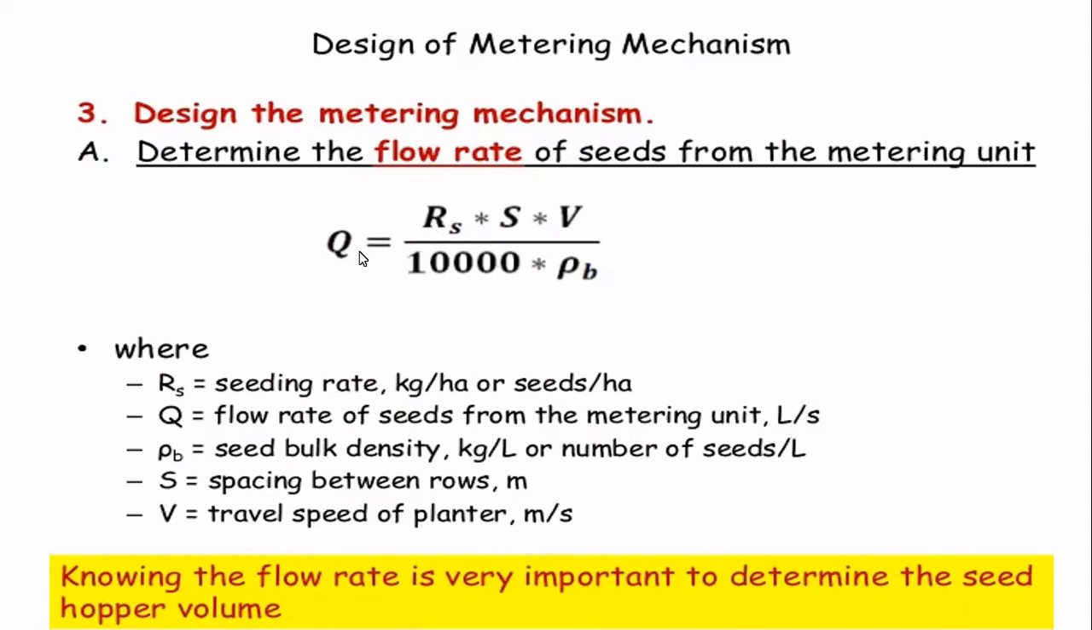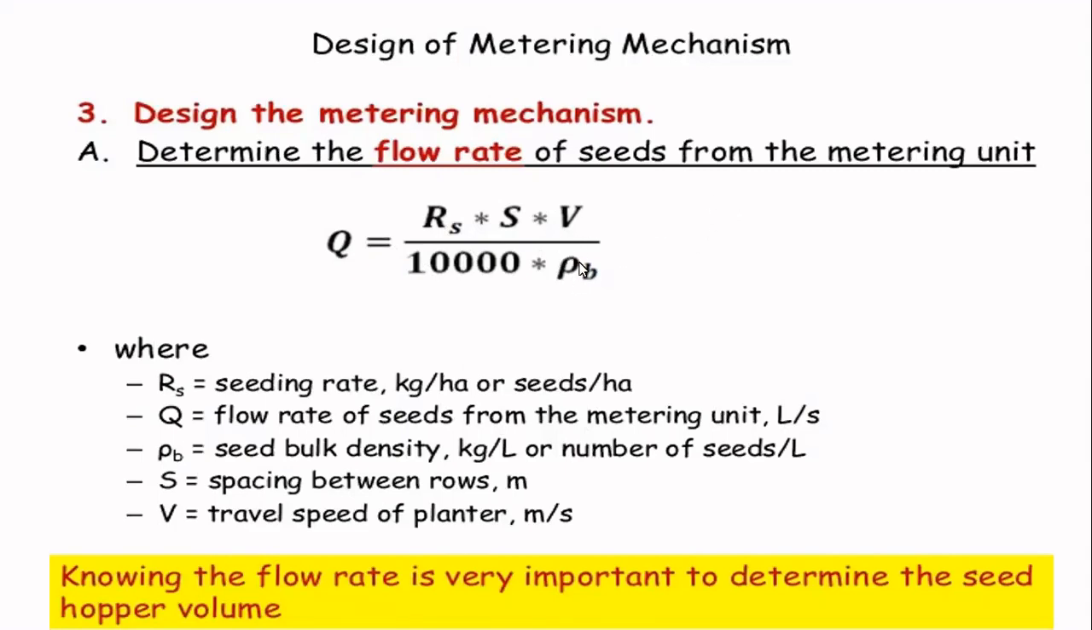So here is one equation: Q is RS. What is RS? Seed rate, how many seeds per hectare. Seed rate is multiplied by the spacing between rows and multiplied by the speed. This is the velocity. Spacing times seed rate divided by 10,000, because RS is in hectare and it should be in meters squared.